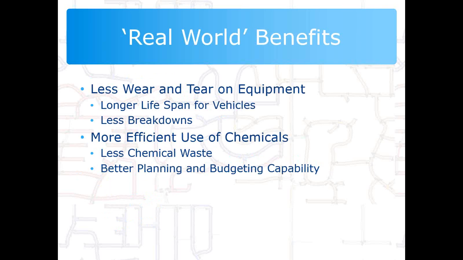So some of the other benefits, you're going to have less wear and tear on your equipment. Yep, you're still going to be doing all the roads, but fewer miles means a longer lifespan for the vehicles, which means your fleet life gets lengthened out. Theoretically, fewer breakdowns will be happening, and you get more efficient use of chemicals, so you'll have less chemical waste, and you'll be able to plan better for budgeting purposes as far as how much chemical you'll need for a particular season. Any comments on that, Monty?